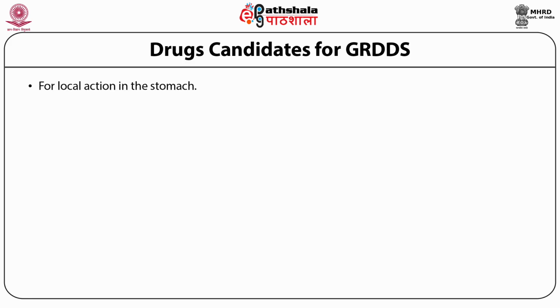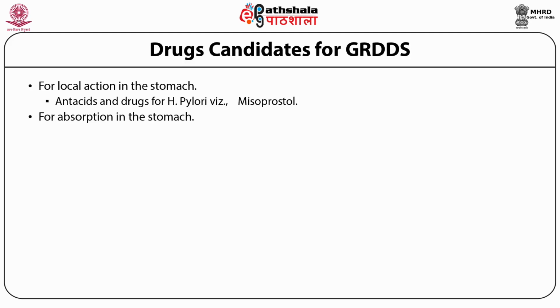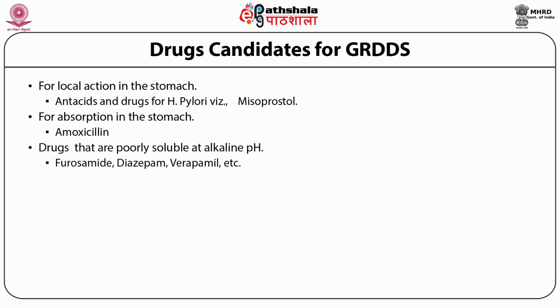For local action in the stomach, we can have formulations which consist of antacids and drugs which are targeting the H. pylori infections. Similarly, we can have a particular drug which will only be absorbed in the stomach, exemplified by candidates like amoxicillin. Similarly, we can have drugs like furosemide, diazepam, verapamil, which are very poorly soluble at the alkaline pH, and therefore need to be formulated into the gastroretentive drug delivery system focused at a particular portion of the GIT.